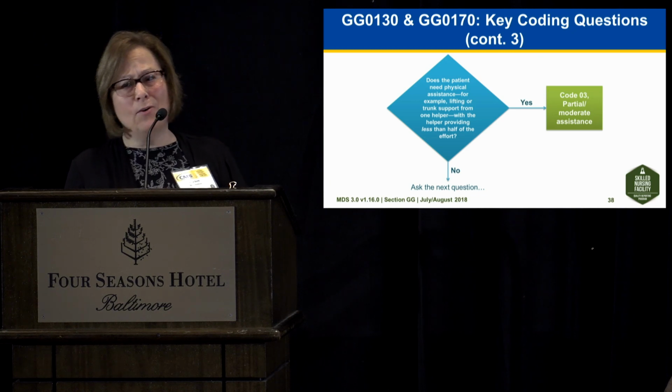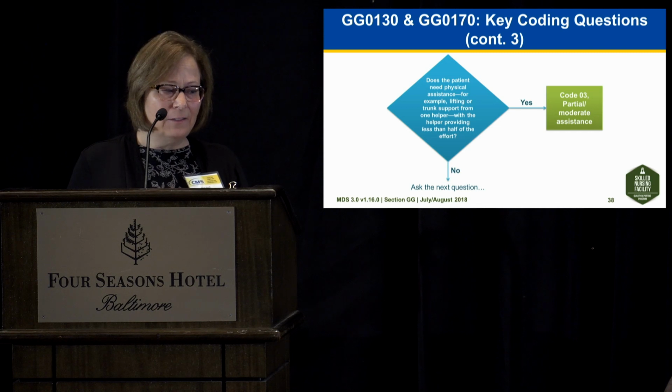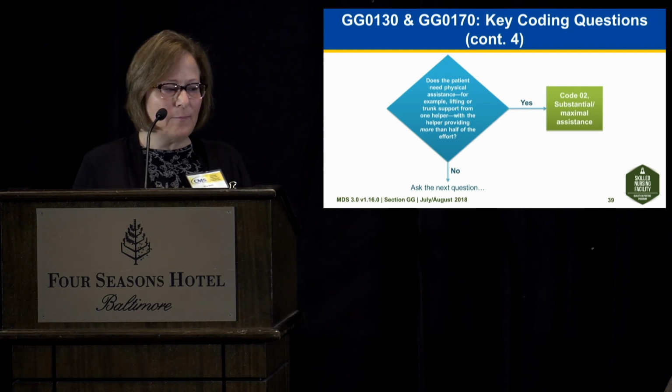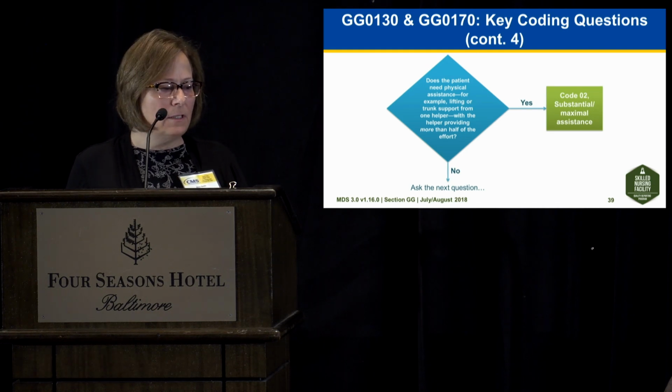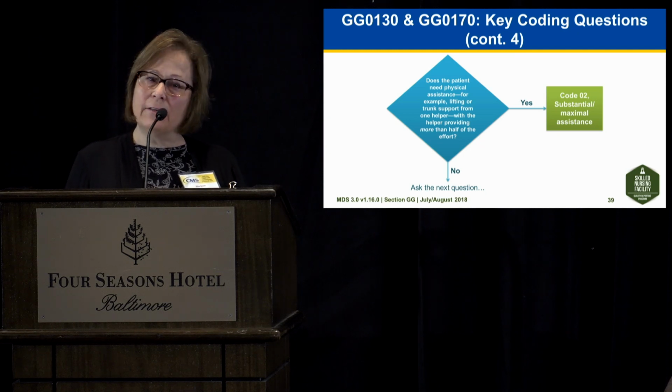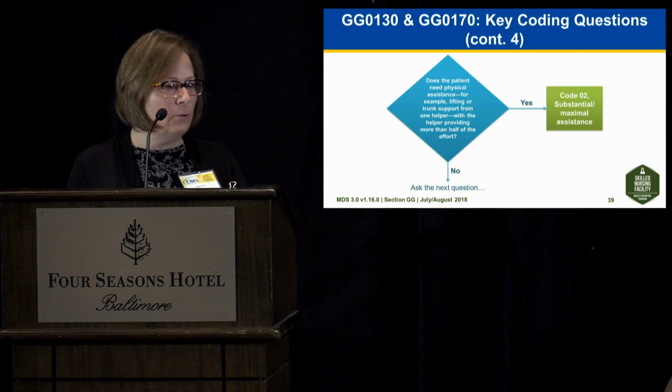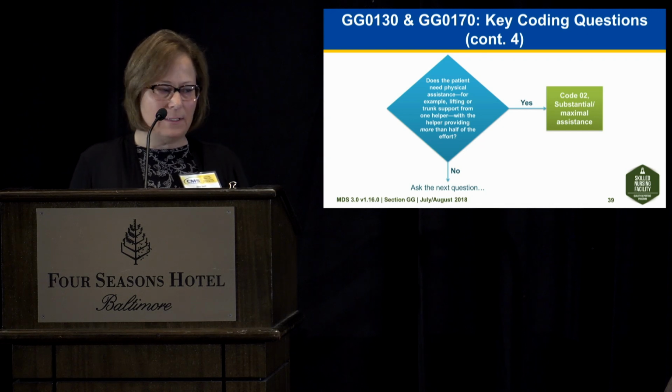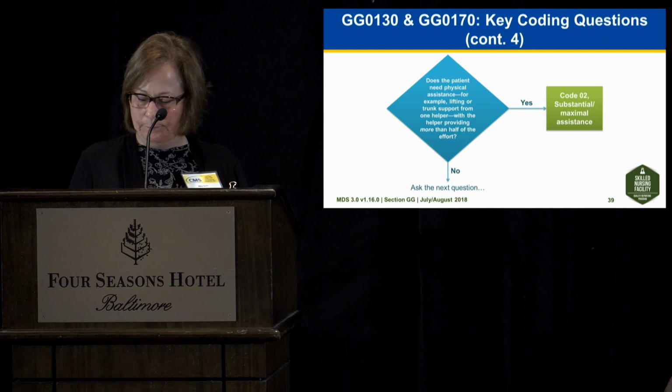If the answer is no, they need a little bit more help than that, you go to the next question. Does the patient need physical assistance, for example, lifting or trunk support from one helper with the helper providing more than half of the effort? If the answer to that is yes, then you'd code 02, substantial or maximal assistance. And if the answer is no, you go to the next.